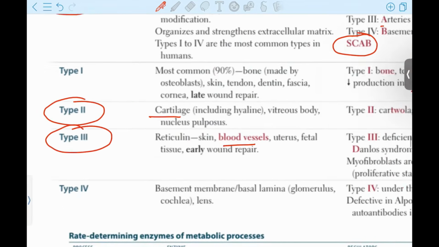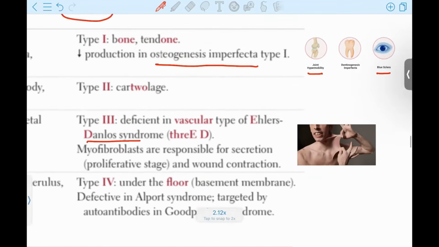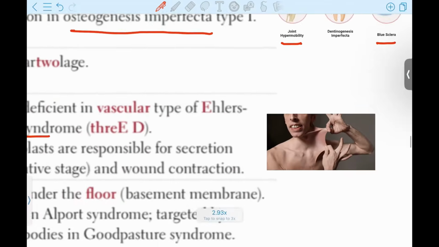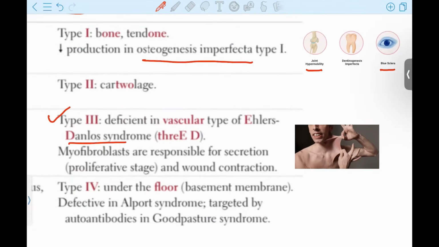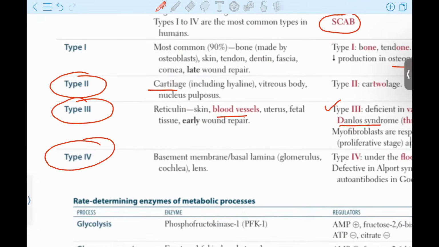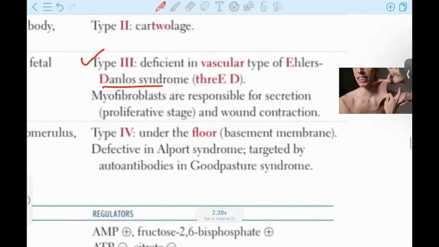So that's why those who are suffering from Ehlers-Danlos syndrome. How is this Ehlers-Danlos syndrome presented? Skin fragility, joint hypermobility, and also blood vessel fragility. So this is your type 3 deficiency syndrome. And the 4th one is the basement membrane of the kidney, so these patients will have Alport syndrome symptoms. What is Alport syndrome?